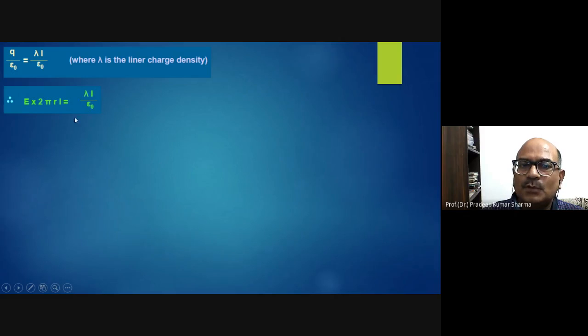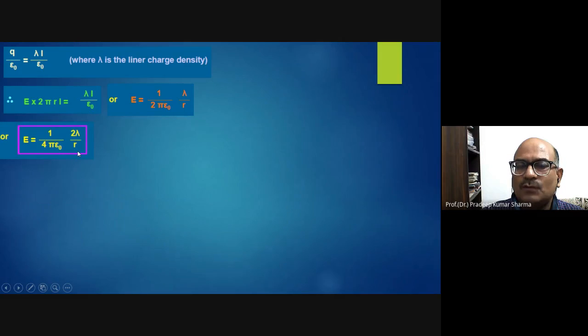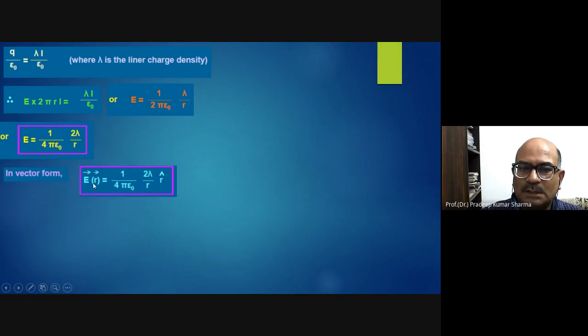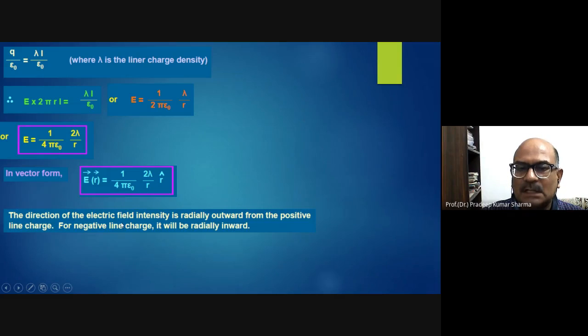So we can put here E times 2 pi r L is equal to lambda L by epsilon naught, so that E value is 1 by 2 pi epsilon naught times lambda by r. So we got the E value, and we can put this electric field value in the vector form also. The direction of the electric field intensity will be radially outward from the positive charge. But for the negative charge, it will accordingly be radially inward.